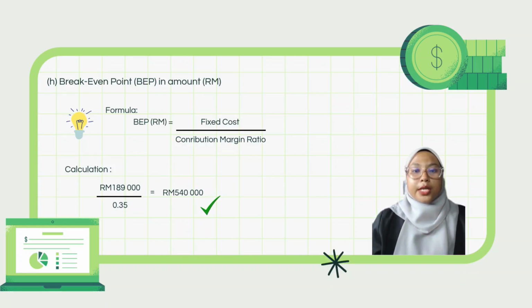For this part, I will explain how to calculate the break-even point in amount, which is in Ringgit Malaysia. Break-even point refers to the level of sales where total revenue is equal to total cost, meaning the company makes no profit and no loss.